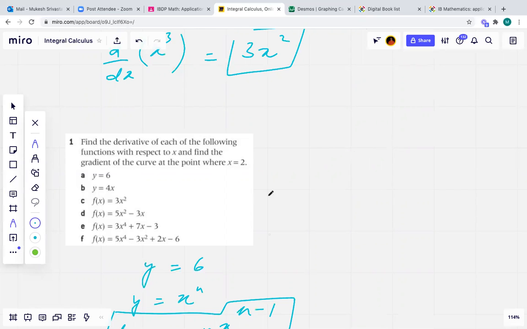Yes, 0. Because you see, it is 6 into x raised to 0, so it is 6 into 0 into x raised to 0 minus 1. What is a derivative? Rate of change of y with respect to x. But y is not changing, y is constant. f of x plus h and f of x are the same.